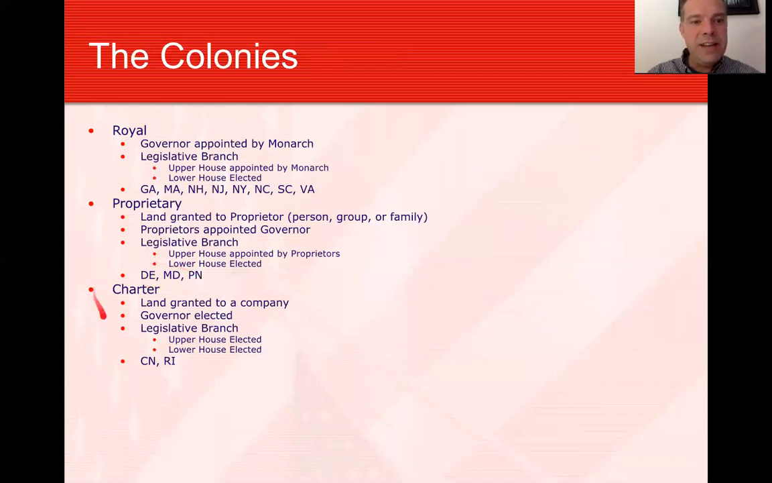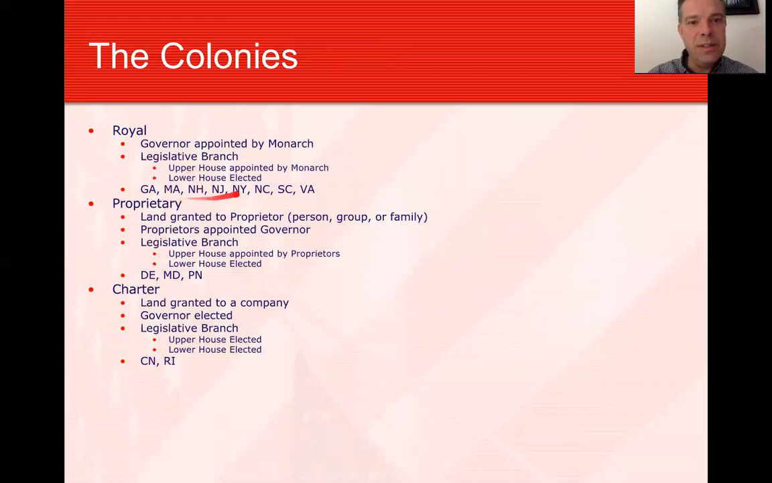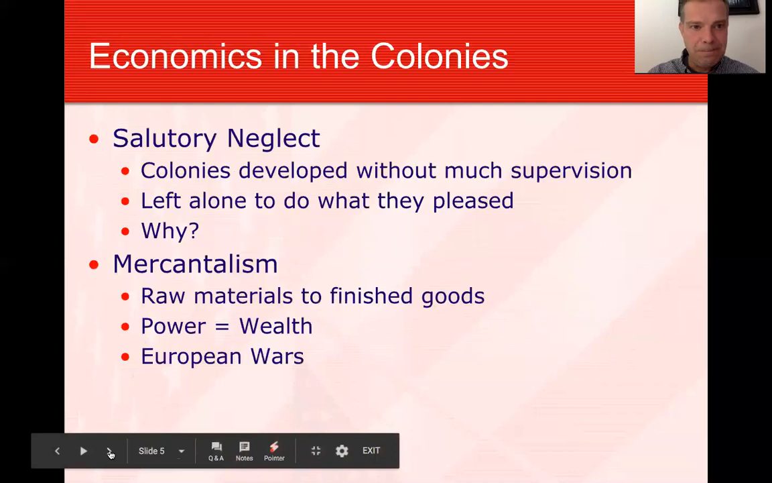And the third kind of colony, the colonies that were furthest away from the king, were called charter colonies. They were charter colonies because there was a company that owned the land, and that company really governed those colonies, two small colonies, Connecticut and Rhode Island. And so most of the colonies you see here were loyal to the king, and then there were about 5 colonies that were further away from the governance of the king.